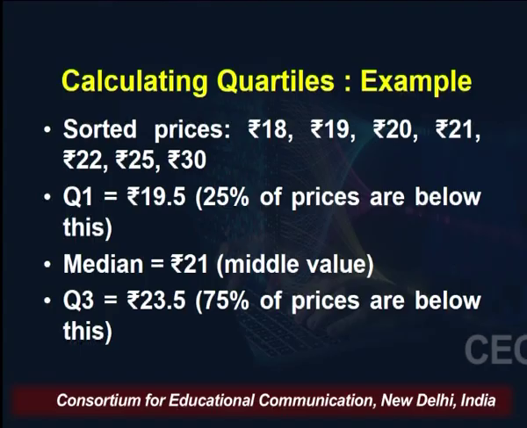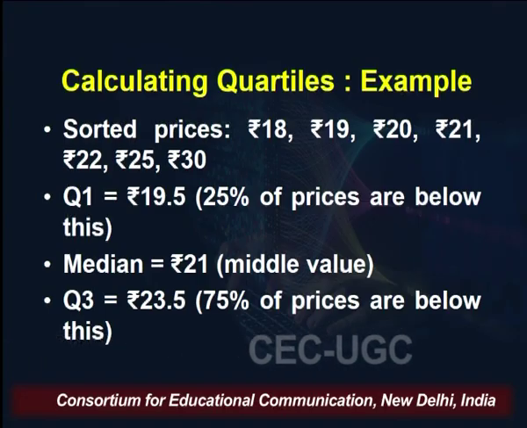To calculate the first quartile, we can divide them into 1/4. So below rupees 19.5, we have quartile 1. Median is rupees 21 and quartile 3 is 23.5, above which 25% of the values lie and 75% of the prices lie below that.